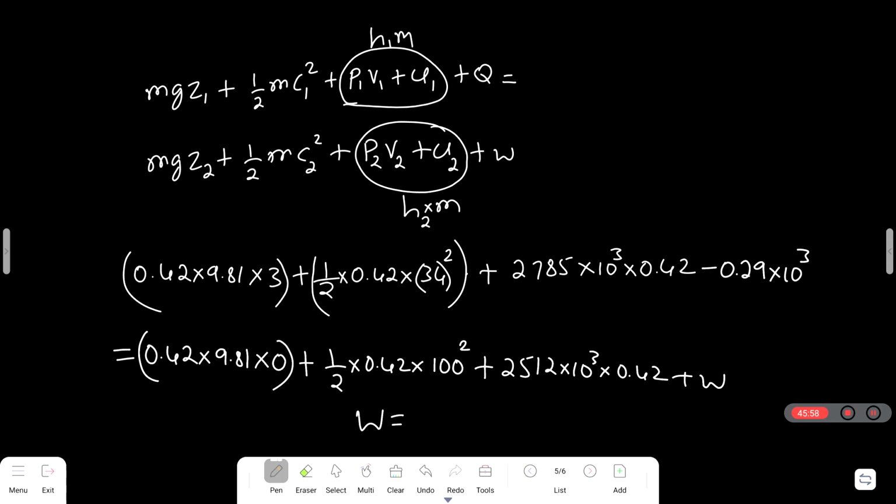If you solve this and check the units correctly, you will get the answer. This is for 10 marks. So uniformity, check the units. That's it.